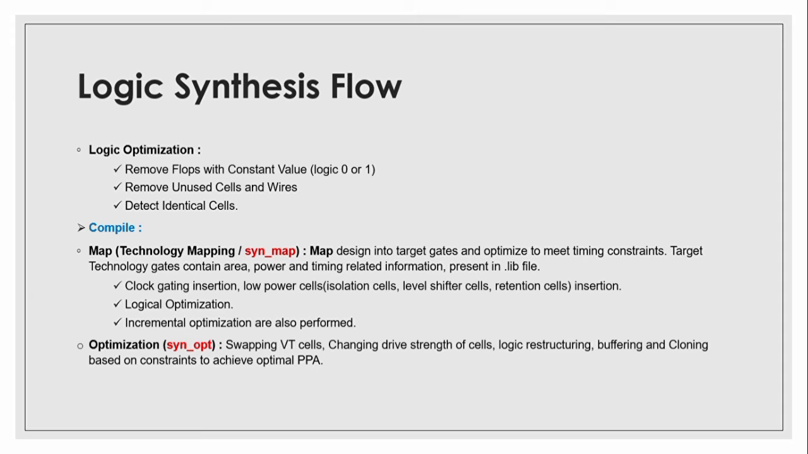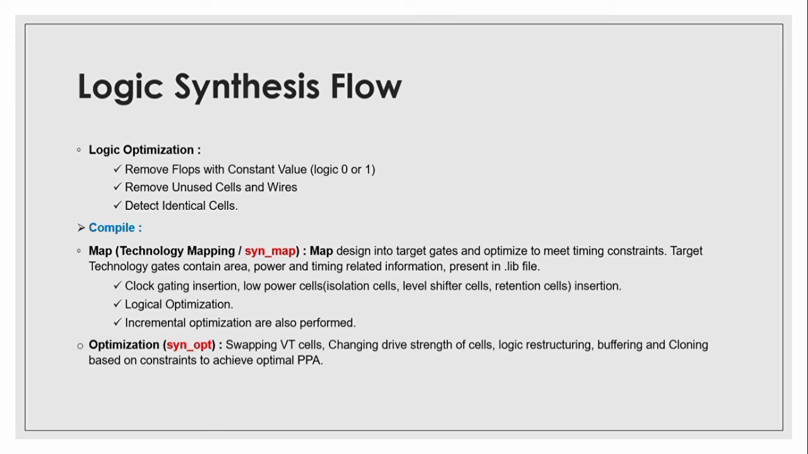Next is optimization. The tool performs optimization, that is the compile optimization. This is done in order to meet proper timing, proper power, and also the area constraints. So to achieve optimal PPA we go for this optimization stage.